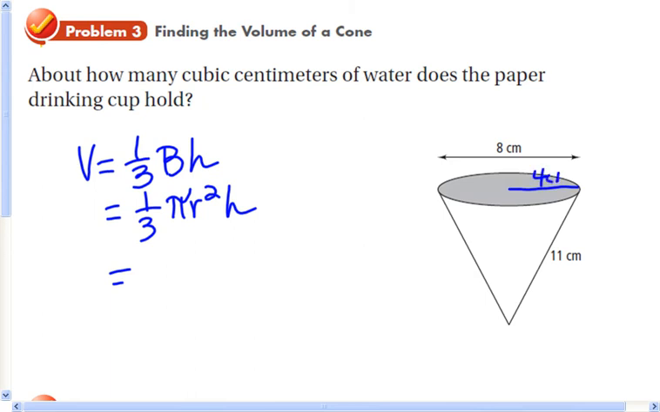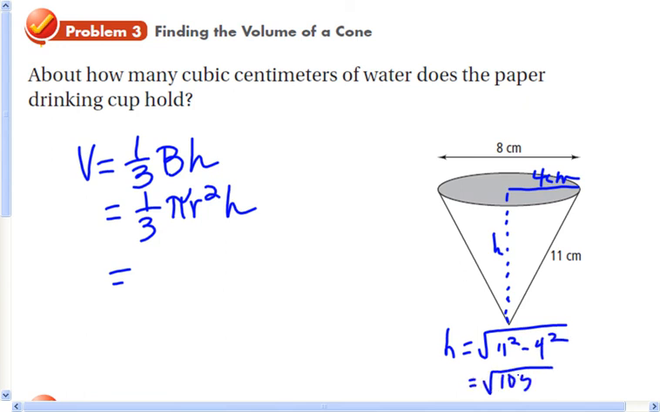r is 4 centimeters. And I also need to know the height, and here it appears that we're given the slant height of 11, so we're going to have to do a little Pythagorean theorem work here, and do 11 squared minus 4 squared. And I'm just going to leave that as the square root of 105, because that is not a perfect square, and then substitute that in for the height. So now I'm going to do 1/3 times pi times my radius squared, which is 4 squared, is 16, and times my height, which is the square root of 105.